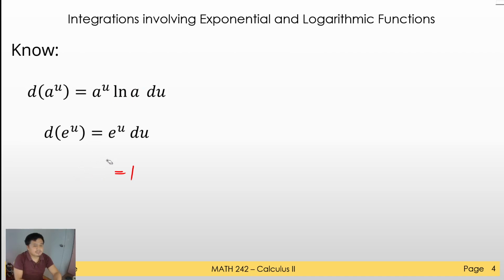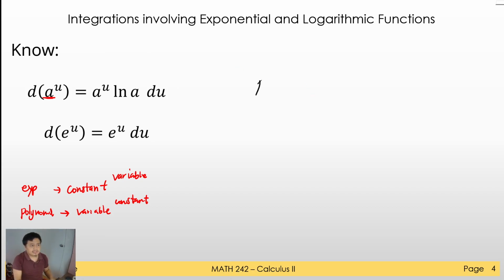So how do we now integrate a given function if it is an exponential function? Just to add a little bit about an exponential function: the constant is the base, and the variable or the function is in the exponent. So this is the exponential. And if we have a polynomial, we have a variable raised to a constant. So don't be confused with these two, and this is important. Okay, so now how do we integrate?